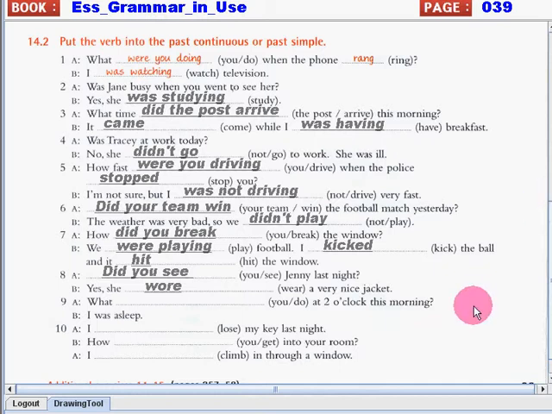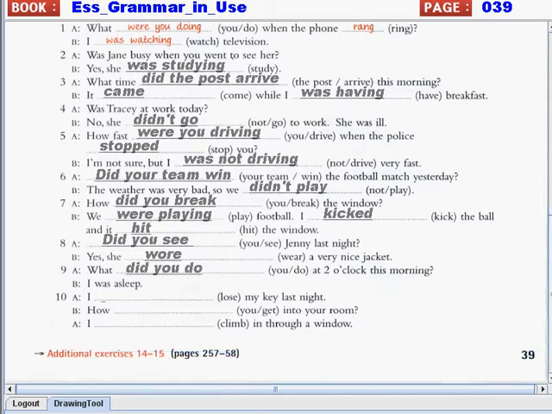Next, what blank at 2 o'clock this morning? I was asleep. Okay, so as you can see, the answer is just in the simple past tense. So of course, our question should be the same. What did you do at 2 o'clock this morning? I was asleep. And the last one, number 10.